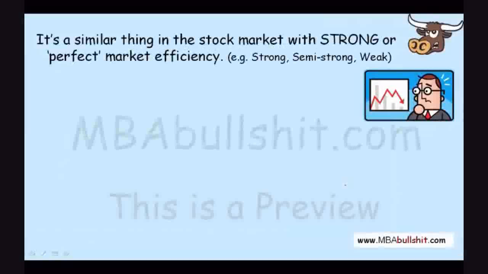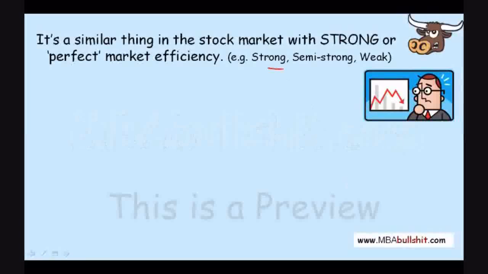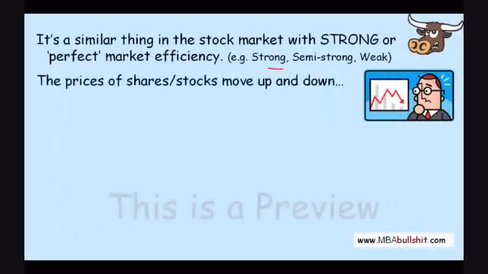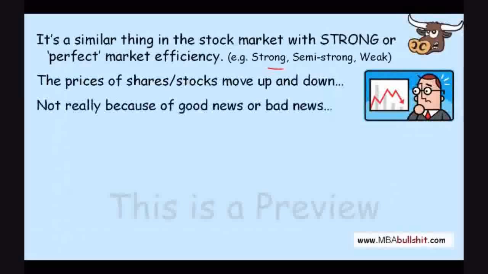Remember, we have 3 basic types of market efficiency: strong market efficiency, semi-strong market efficiency, and weak market efficiency. In a case where we have strong market efficiency, it's very similar to these past 2 cases. The prices of shares and stocks move up and down, not really because of good news or bad news.